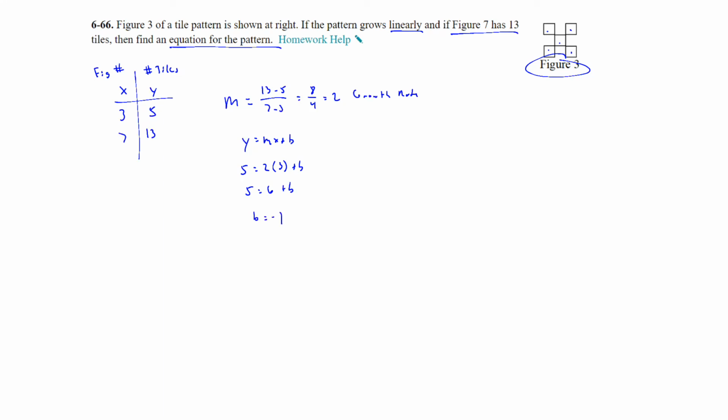So having a figure 0 with negative 1 tiles doesn't necessarily make sense, but we can still write the equation for the pattern to find figure 10, 100, whatever it might be. So we're going to say y is equal to my growth rate, which is 2 times x, so that's my slope or my growth rate, and then minus 1 would be figure 0.